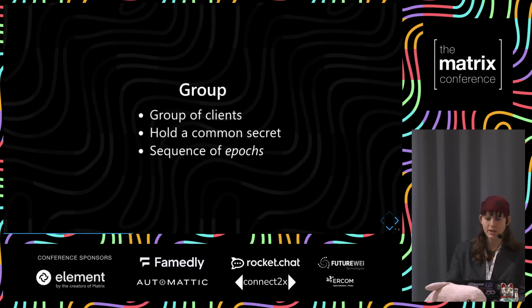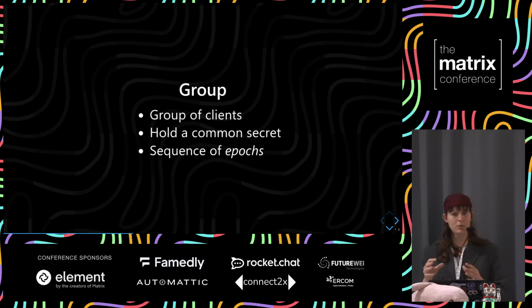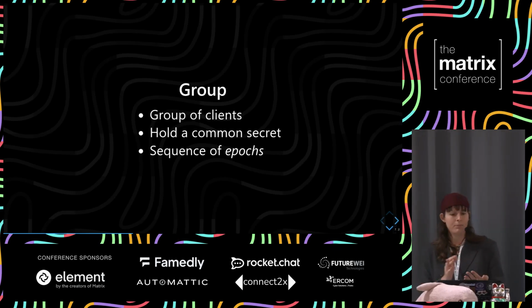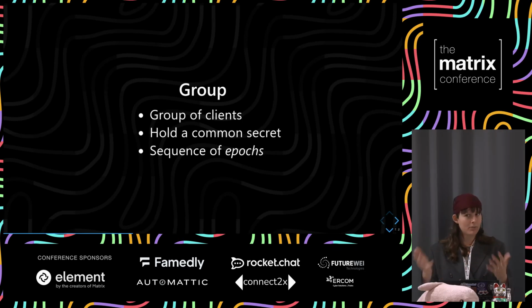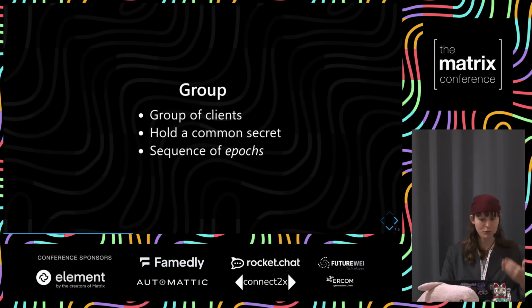So what does it mean? A group is a group of clients. A group is defined in MLS as a group of clients holding a common secret. And a group itself consists of a sequence of epochs. So if people join a group and are added to a group, or if keys are rotated, you have a common secret, and as long as the common secret is the same amongst a group, this is your group, and it consists of different epochs.